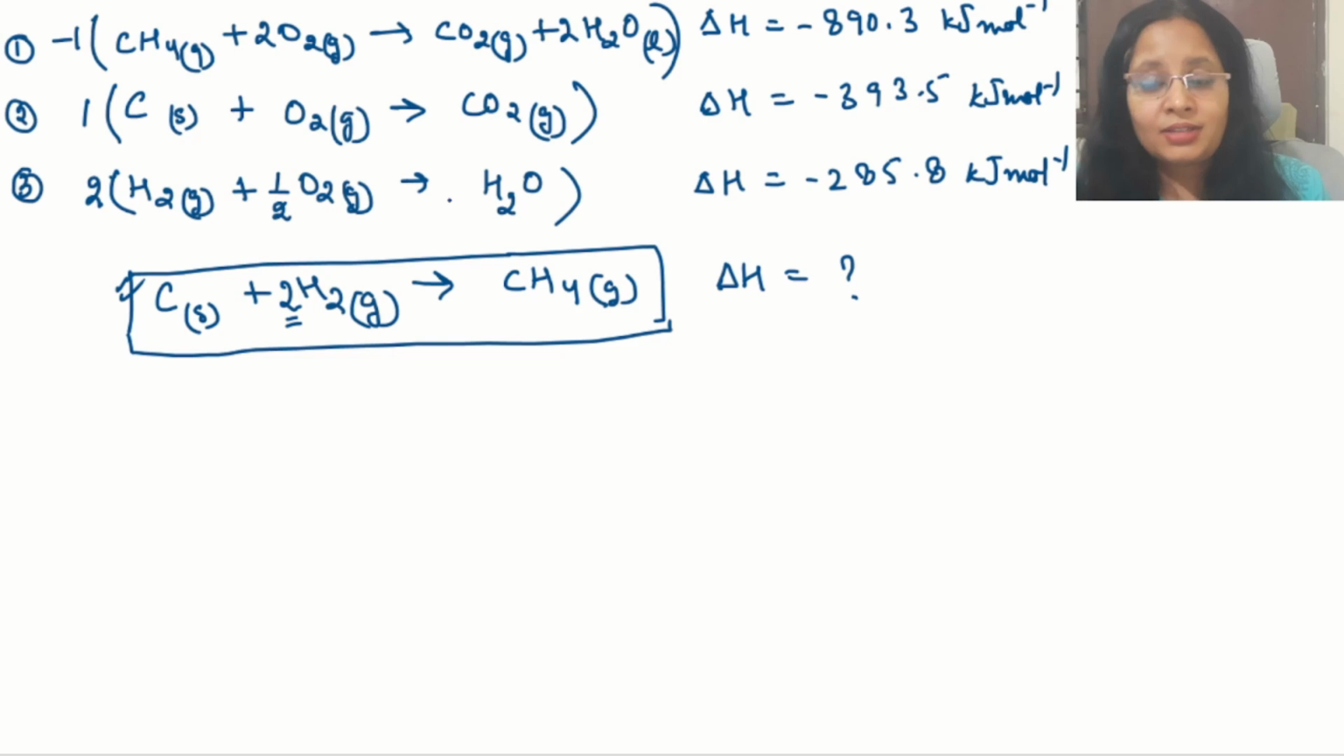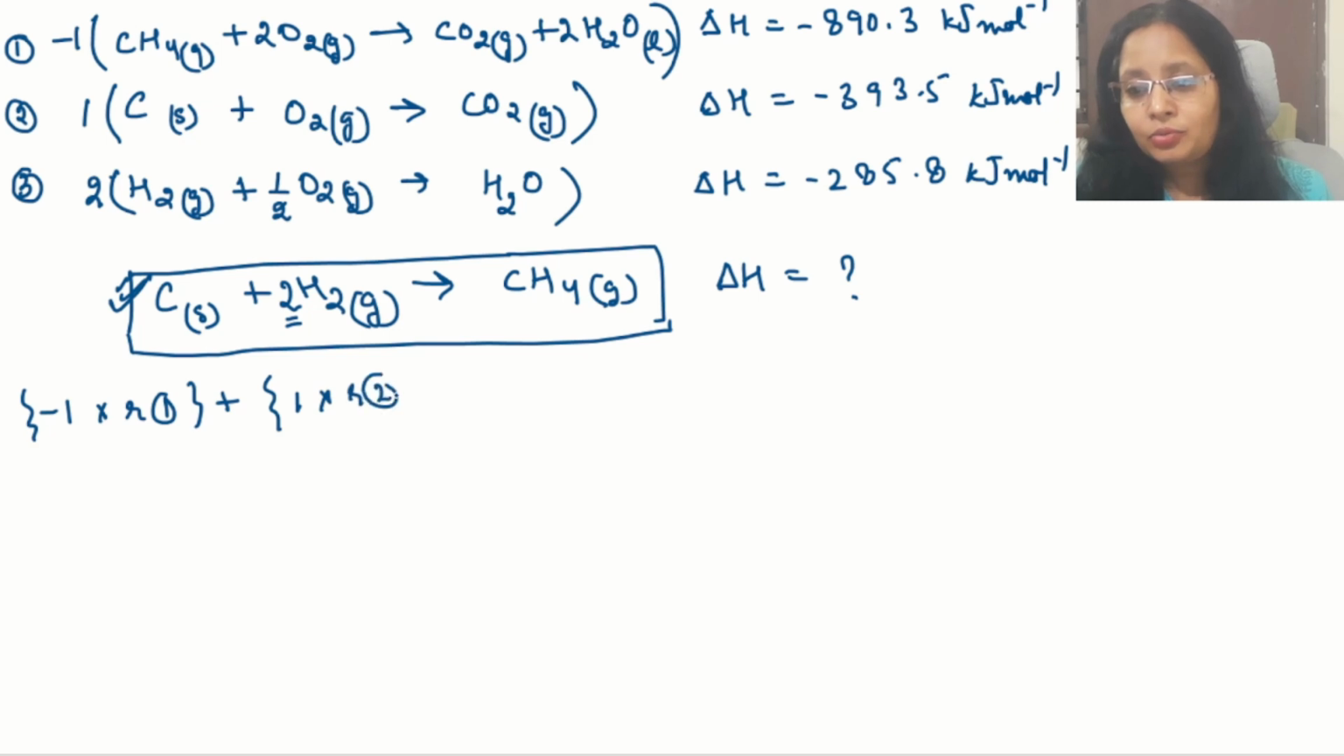Let's see if we will find the final step, the formation of methane. Let's check reaction number 1. So what we are going to do: minus 1 multiplied by reaction number 1, then we will add 1 multiplied by reaction number 2, then we will add 2 multiplied by reaction number 3. Let's see, we are going to do this thing.